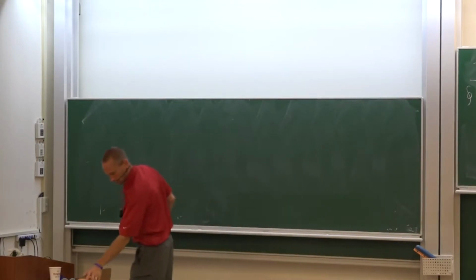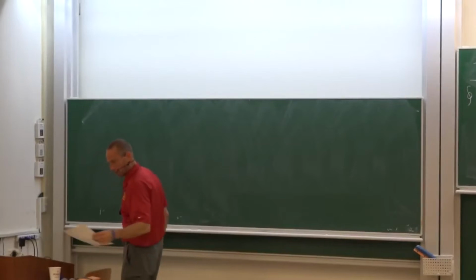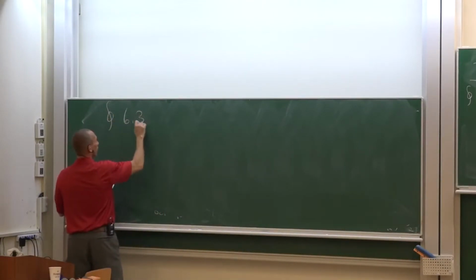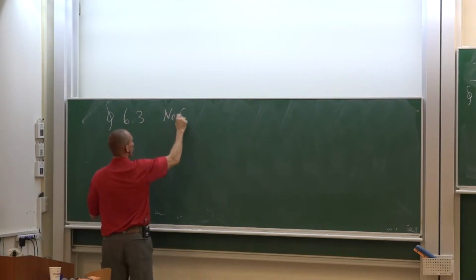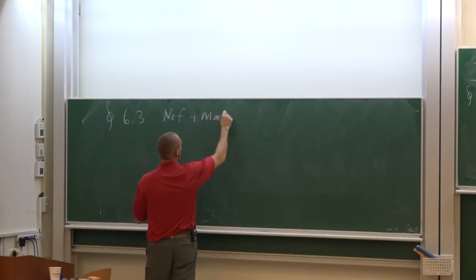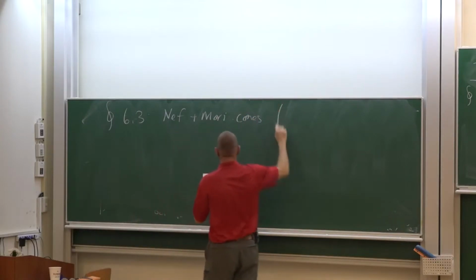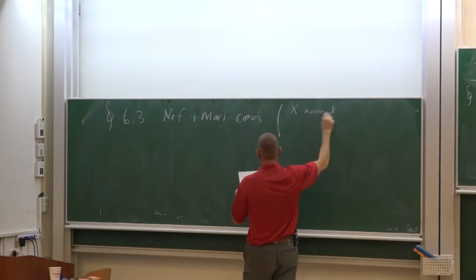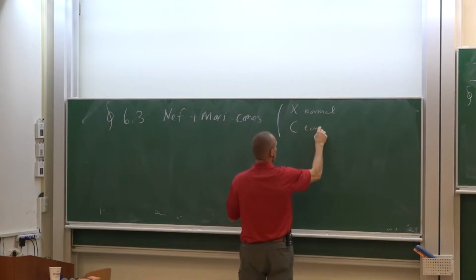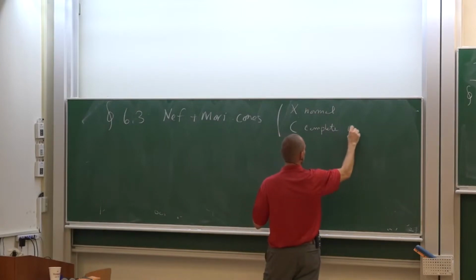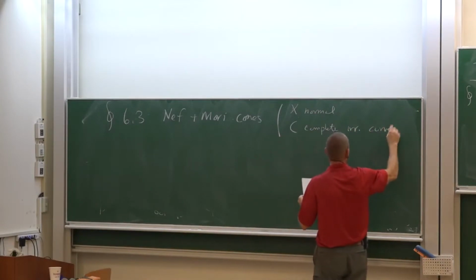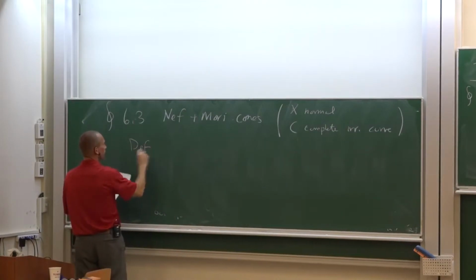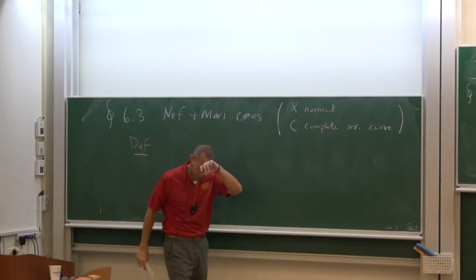All right, so bear with me for a bit because we've got some definitions. Here we're going to be assuming that X is normal and C is a complete irreducible curve. Definition. So the idea, let me say a few words before we get going.